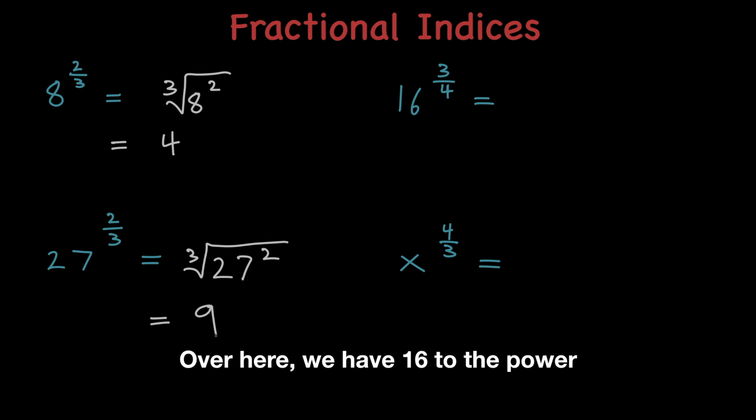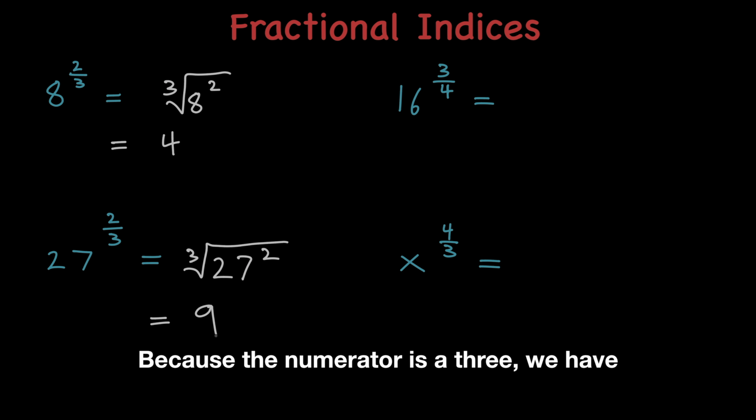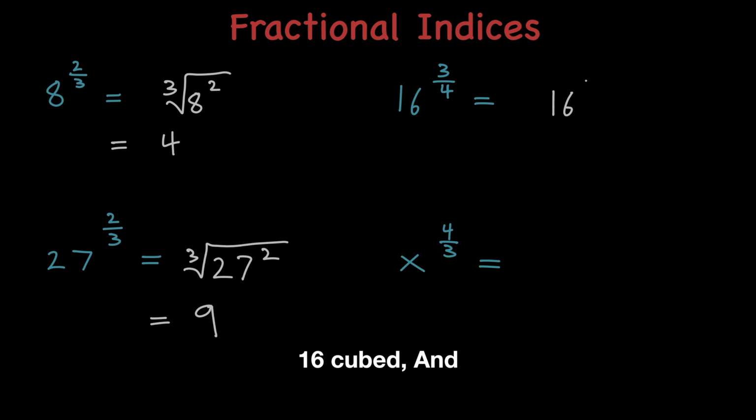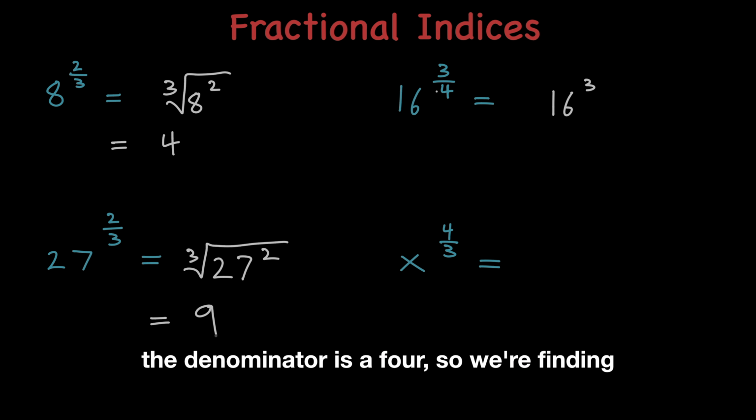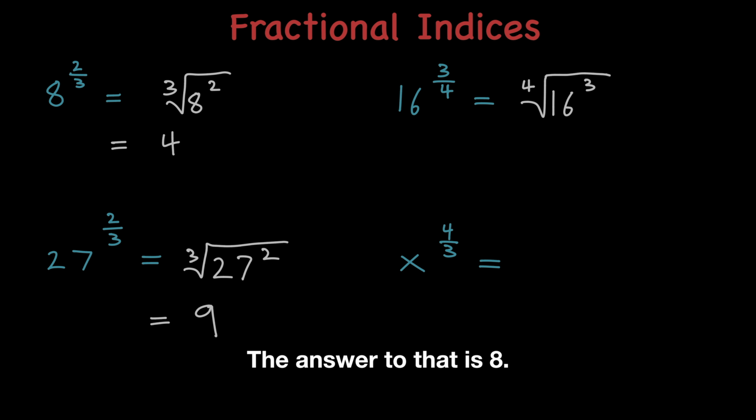Over here, we have 16 to the power of 3 divided by 4. Because the numerator is a 3, we have 16 cubed. And the denominator is a 4, so we're finding the fourth root of 16 to the power of 3. The answer to that is 8.